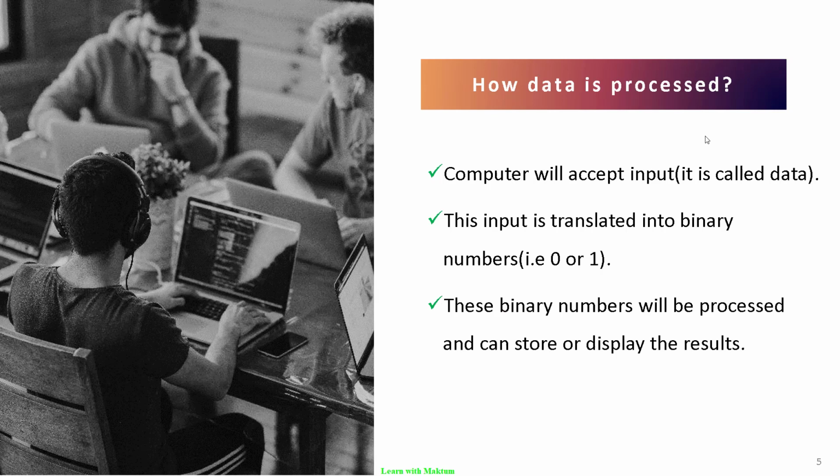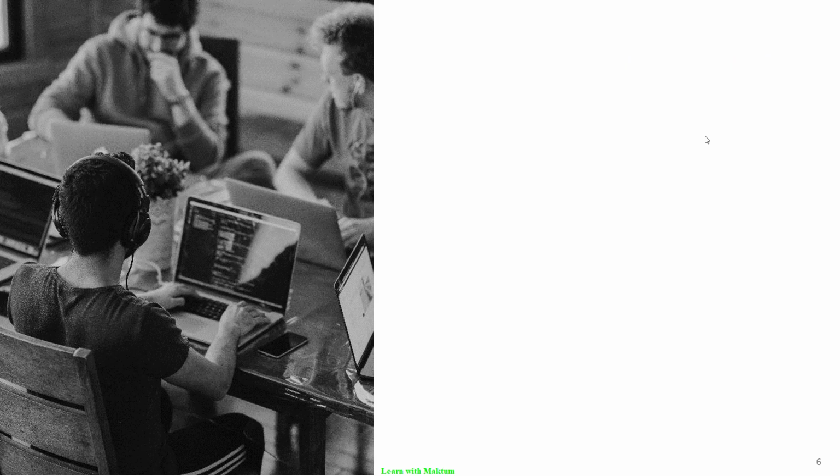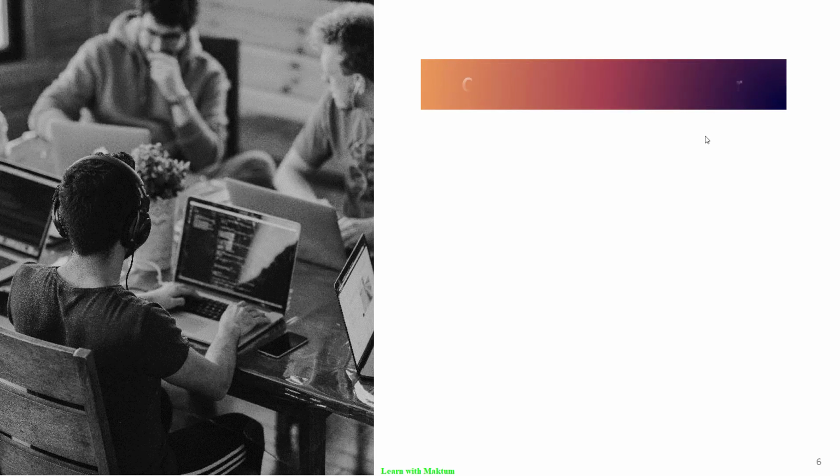Then those binary numbers will be processed, and the result can be stored in the memory or can be displayed. Clear with that? So this is how the data will be processed. Firstly, the computer will accept the input, and that input will be translated into binary numbers. Those binary numbers will be processed and the result can be displayed on the monitor or stored in the memory. I hope I'm clear with that. Okay, then moving on to the next topic.